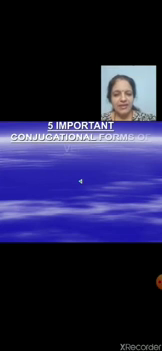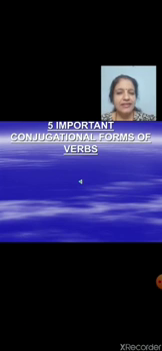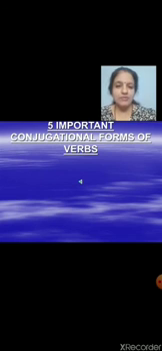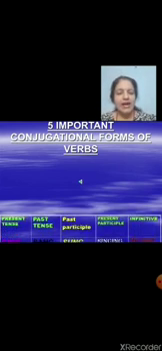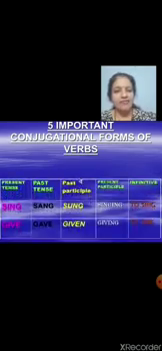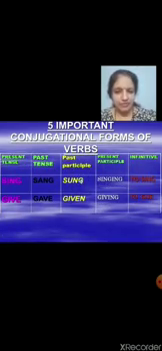Before we begin with the topic, let us understand the different forms of verbs. That is, there are 5 important conjugational forms of verbs. Which are they? Let us see on the screen. There are 5 important conjugational forms of verbs.